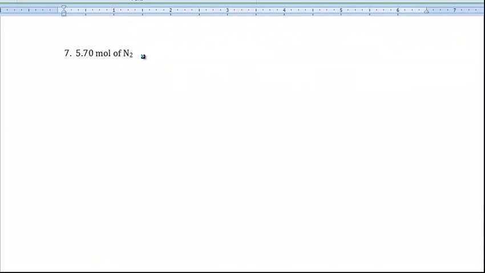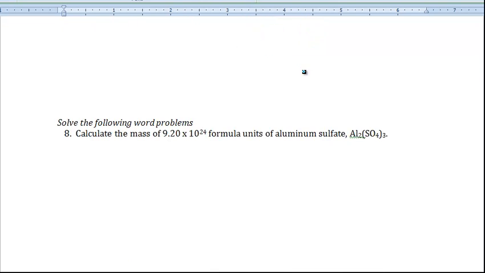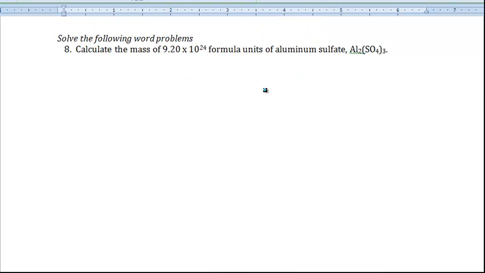Number 7 you work in very much the same way, and you should get 128 liters of nitrogen. Okay, moving along. Number 8. Number 8 is very similar to problems number 3 and 4 above. So this should not be a problem, but I'll give you the answer.